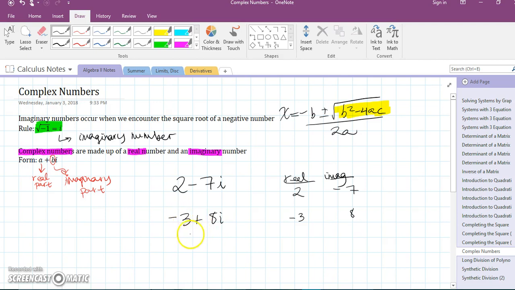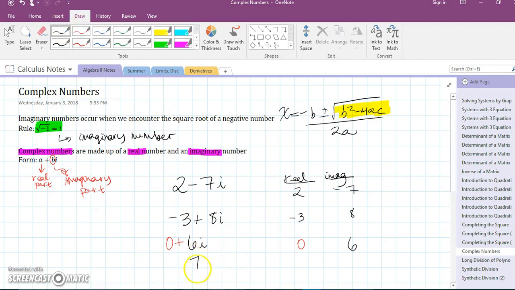But what if I have something like this? The question is, is this a complex number or is it just an imaginary number? If you say it's just an imaginary number because it just has an imaginary part, what I would argue is, what if it was written like this with a 0 in front? Then the real part is 0 and it's still a complex number.